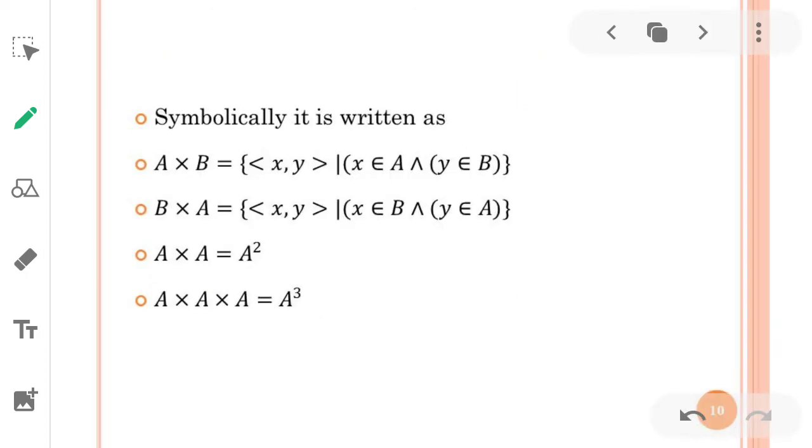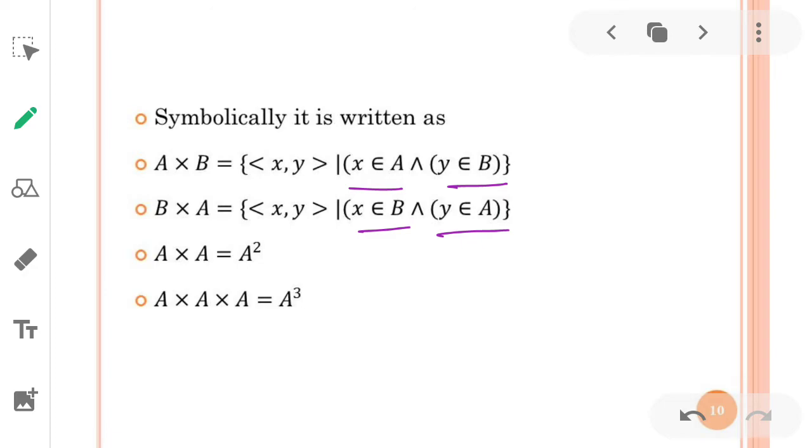So how to write it? Symbolically, it is written as A cross B is equal to the set of ordered pairs x comma y such that x belongs to A and y belongs to B. In case of B cross A, x comma y is the ordered pair such that x belongs to B and y belongs to A. Here A cross A means A square.